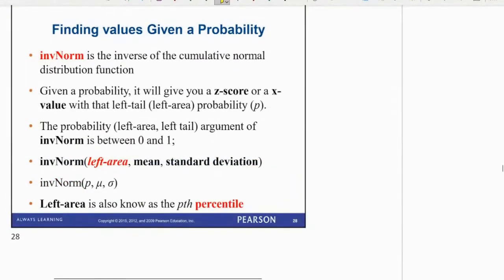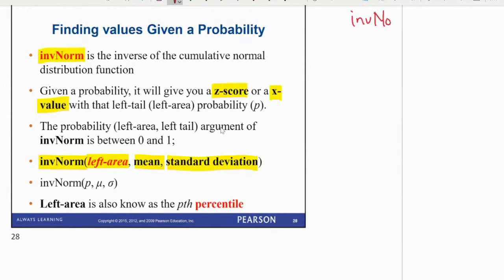All right, so knowing these few things, let's see how we can put this into work. So I've already told you the function that we are going to be using. Not always, it depends upon the question, and we will look at some questions. So the function we'll be using in the TI is inverse norm. The inverse norm gives you either a z-score or an x value. The inverse norm takes in three pieces of information. It takes the left area, the mean, and then the standard deviation.